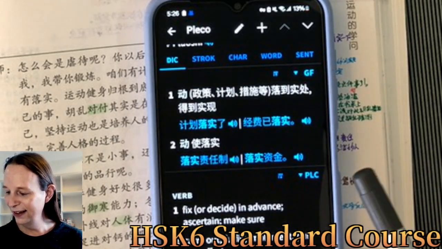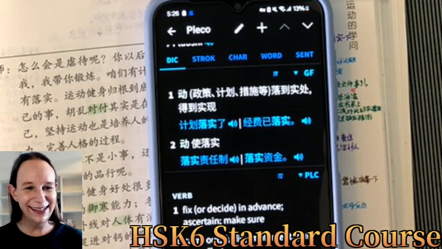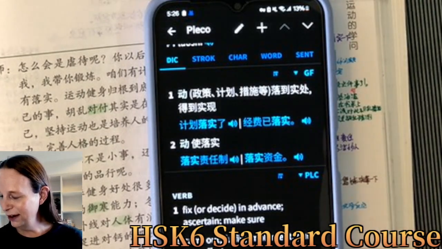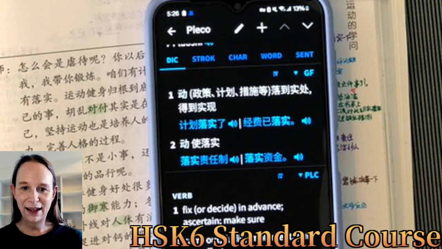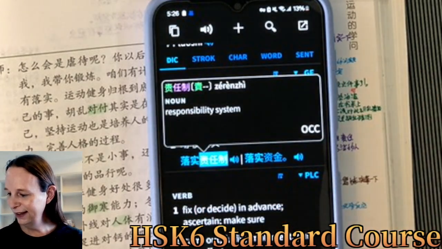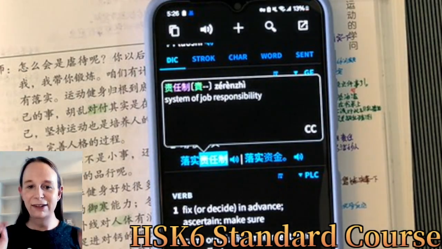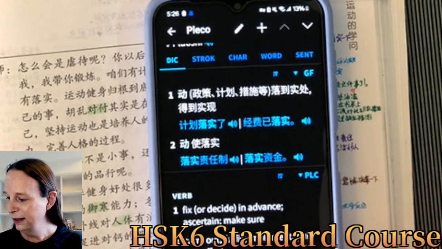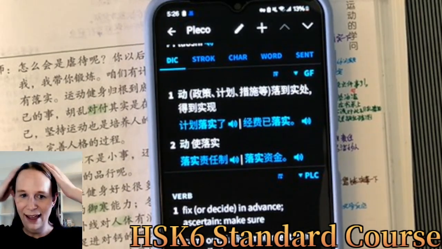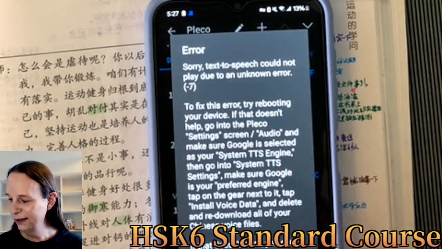Okay, so 落实政策, you implement a policy. Wait a minute, what? Does that make sense? This is a verb. 落实责任制. Yeah, implement a 责任 responsibility system, a system of responsibility. I don't know what that could really mean. You'd need broader context for that to make sense. 落实资金, 资金 is capital. How do you implement capital? Maybe, yeah, I don't know.